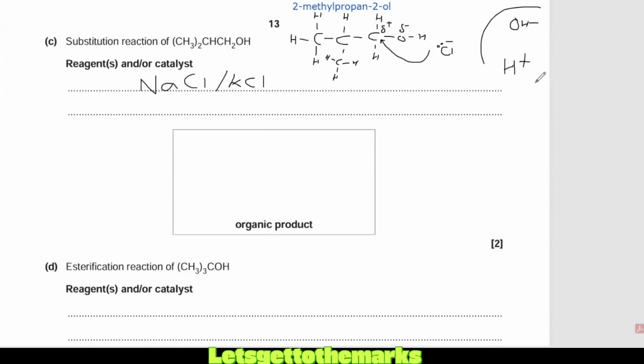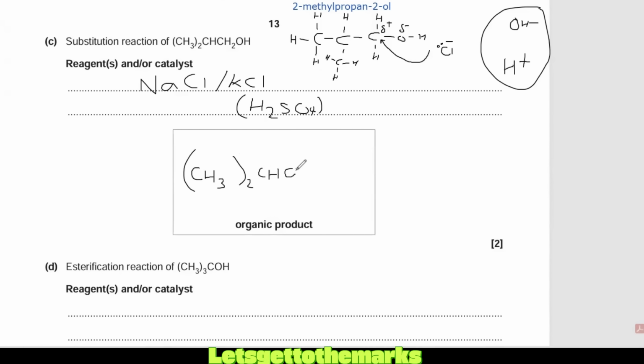Now, we just need some sort of reagent that contains chloride ions and that dissolves in solution. So we're looking at an ionic compound, something like sodium chloride or potassium chloride. Both of those will dissociate completely as salts to release those chloride ions. We want to acidify them so that there are hydrogen ions knocking about to mop up that OH group that comes off. So we're going to use sulfuric acid. And now we just need to write the organic product.